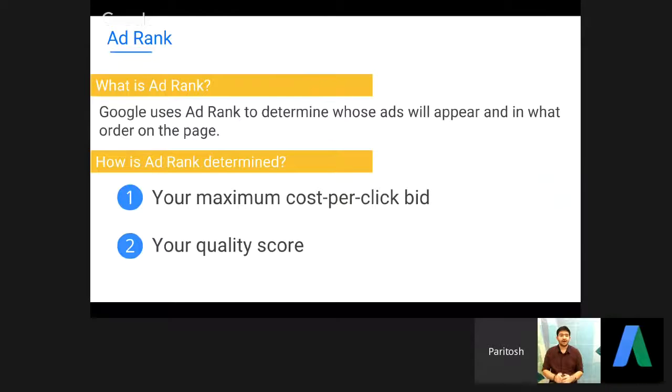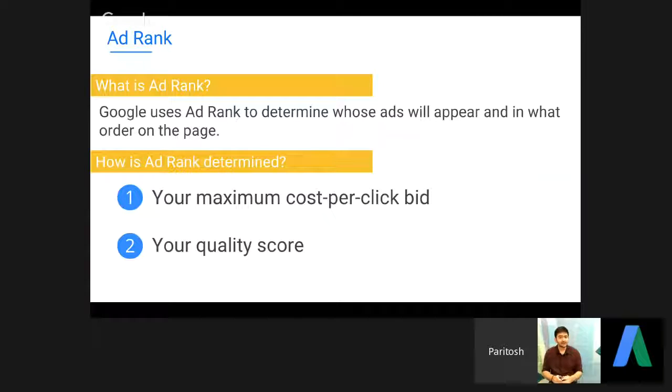Okay. Next thing which we look at is the ad rank. Now, Google basically uses the ad rank to determine whose ads will appear and on what positions. There are 2 things which I discussed in the previous slide that make a difference to ad rank, which is your maximum cost per click bid and your quality score.